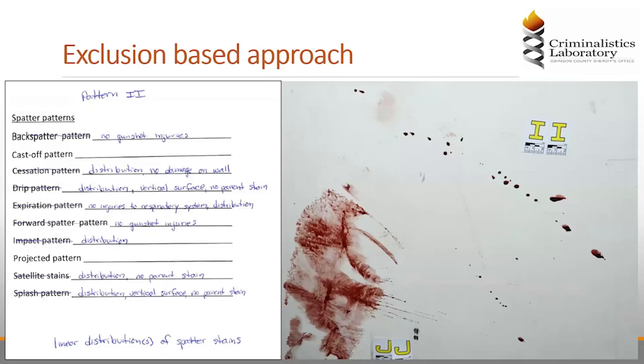So here is what I do at a scene. Here's a pattern. We're going to look at II. We have a linear distribution of circular to elliptical stains. And on the left-hand side is a worksheet that I use. It has all pattern types that are spatter stains.